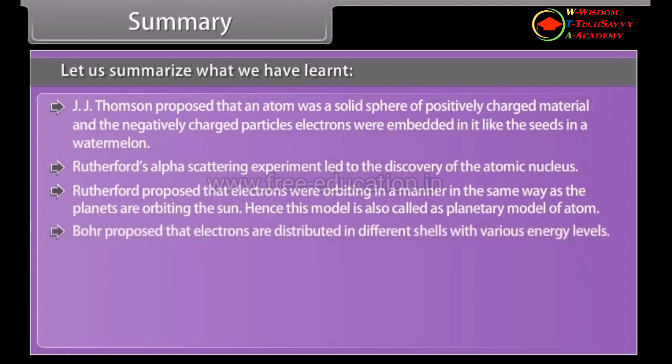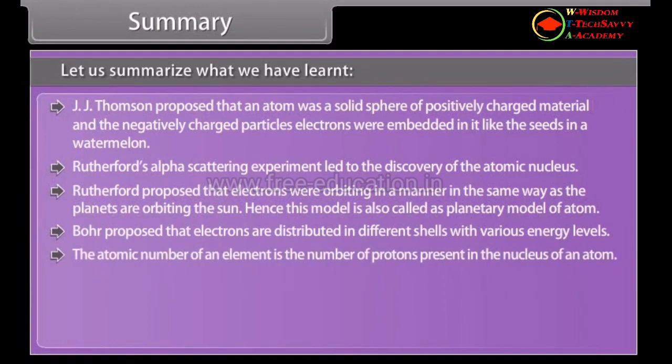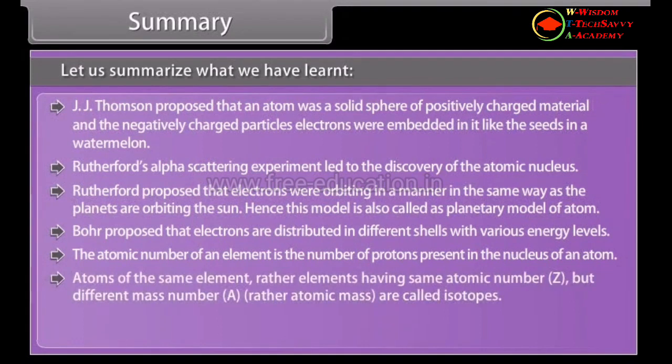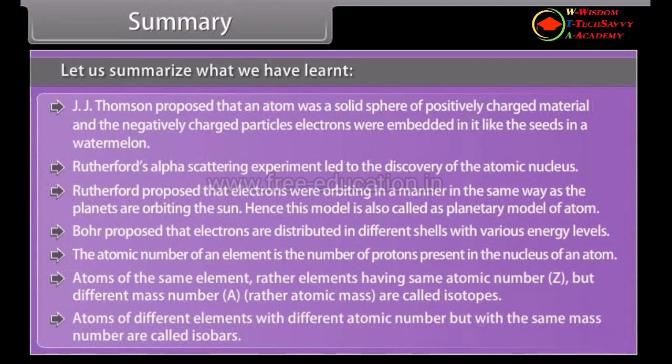Bohr proposed that electrons are distributed in different shells with various energy levels. The atomic number of an element is the number of protons present in the nucleus of an atom. Atoms of the same element, that is, having the same atomic number Z but different mass number A, or atomic mass, are called isotopes. Atoms of different elements with different atomic numbers but with the same mass number are called isobars.